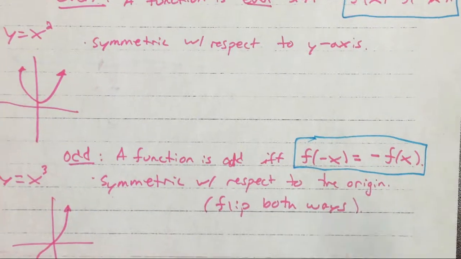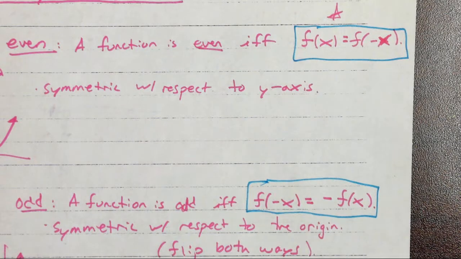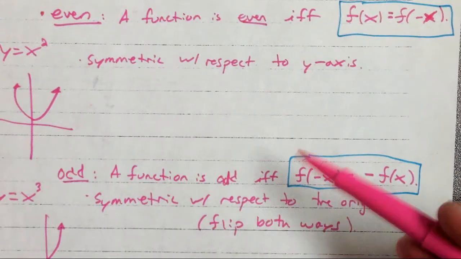F of negative x equals negative f of x. Both of those boxes are probably the important things you want to know. And both of these are special types of symmetry that functions can have. So in addition to saying what's the domain and range and increasing and decreasing and stuff, I can now ask you what is the symmetry of the function. Is the function even or odd or neither?